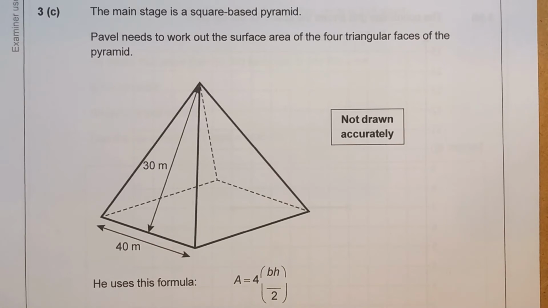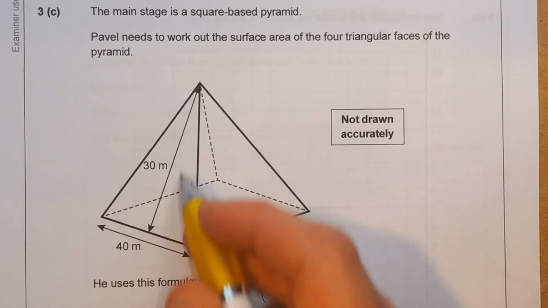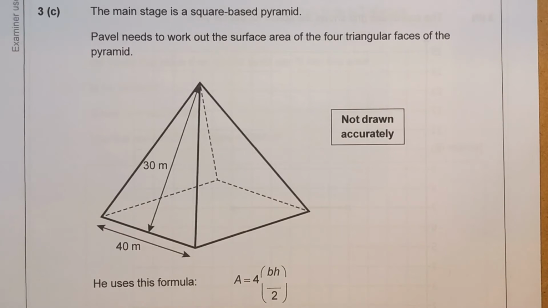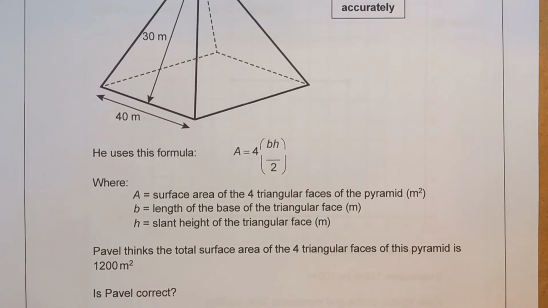3C. The main stage is a square-based pyramid. Pavel needs to work out the surface area of the 4 triangular faces of the pyramid. So this face here, this one here, and then the 2 at the back. He uses this formula. Let's move this up for us.